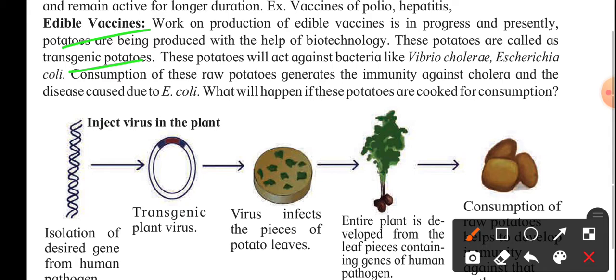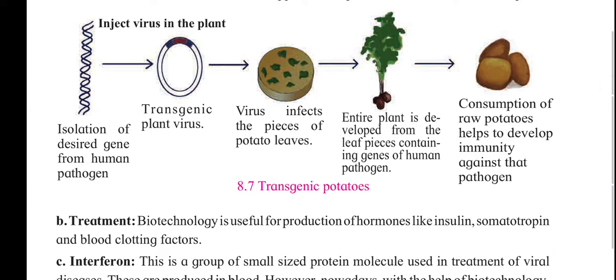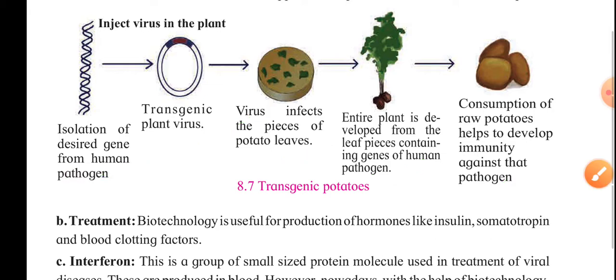And further, how these potatoes are produced. Actually, a desired gene is isolated from the human pathogen, then the transgenic plant virus infects the pieces of potato leaves. An entire plant is developed from the leaf pieces containing the gene of the human pathogen, and then consumption of raw potatoes helps to develop immunity against that pathogen.